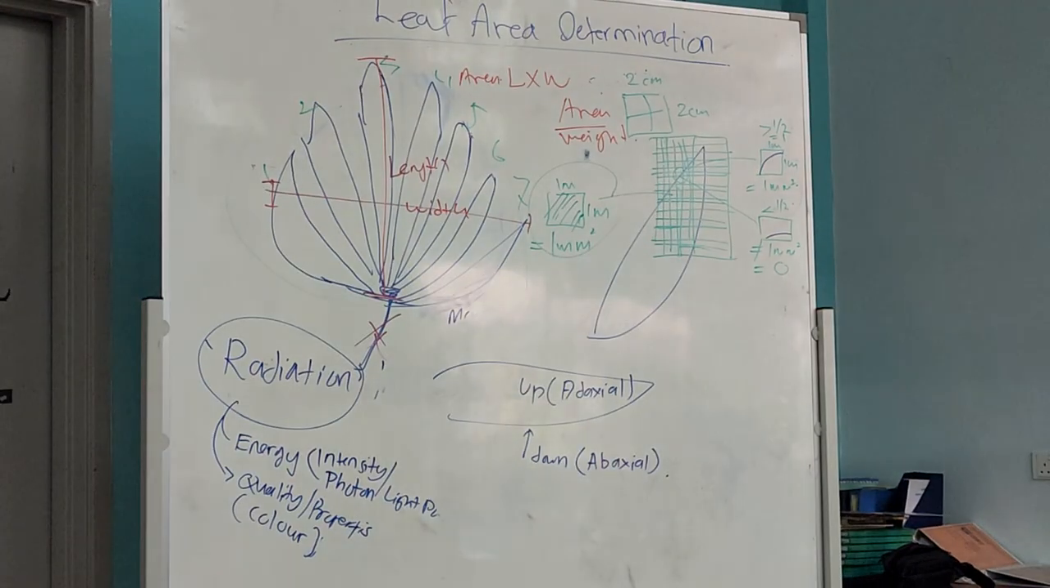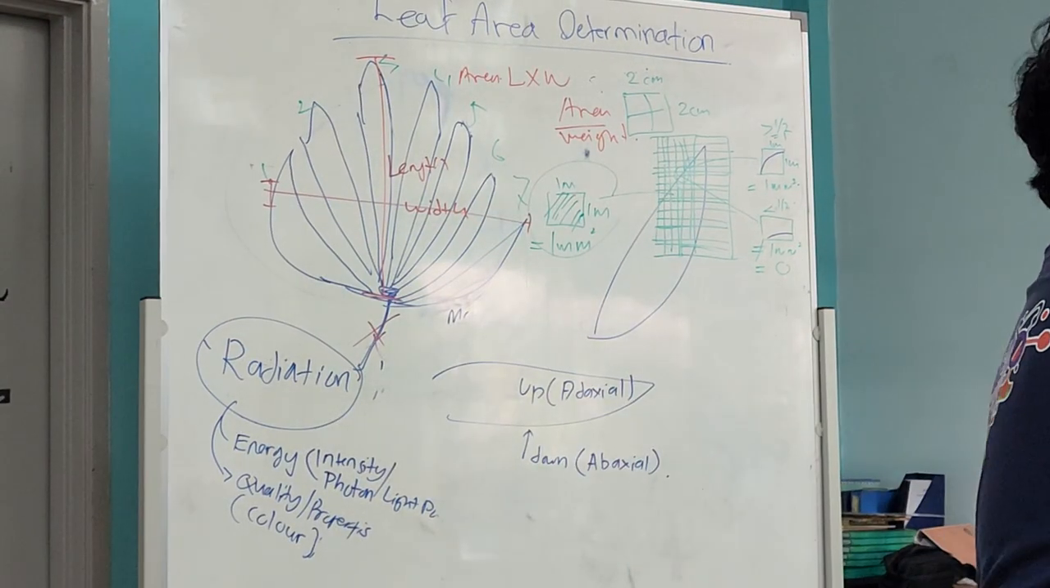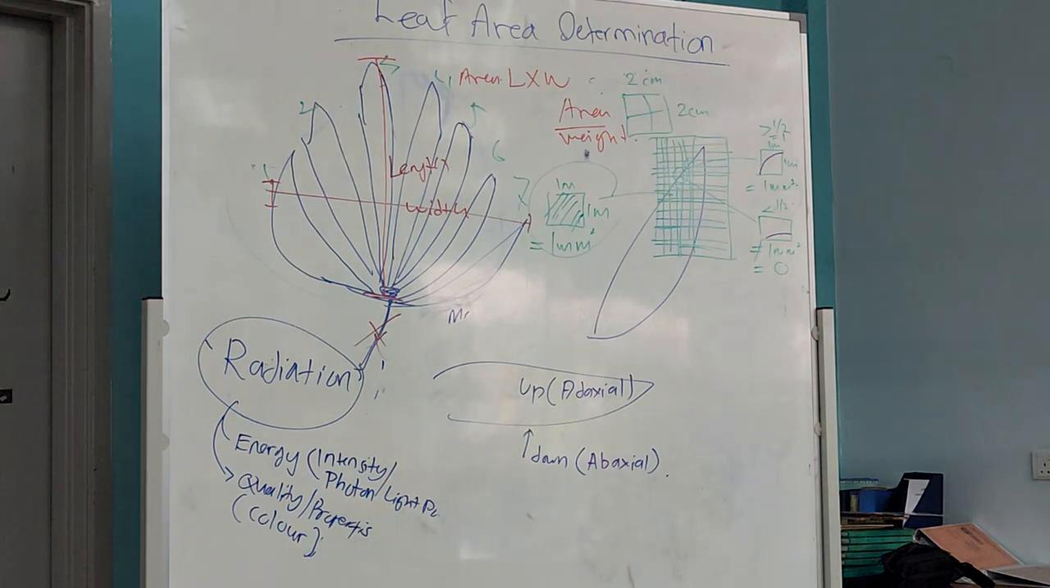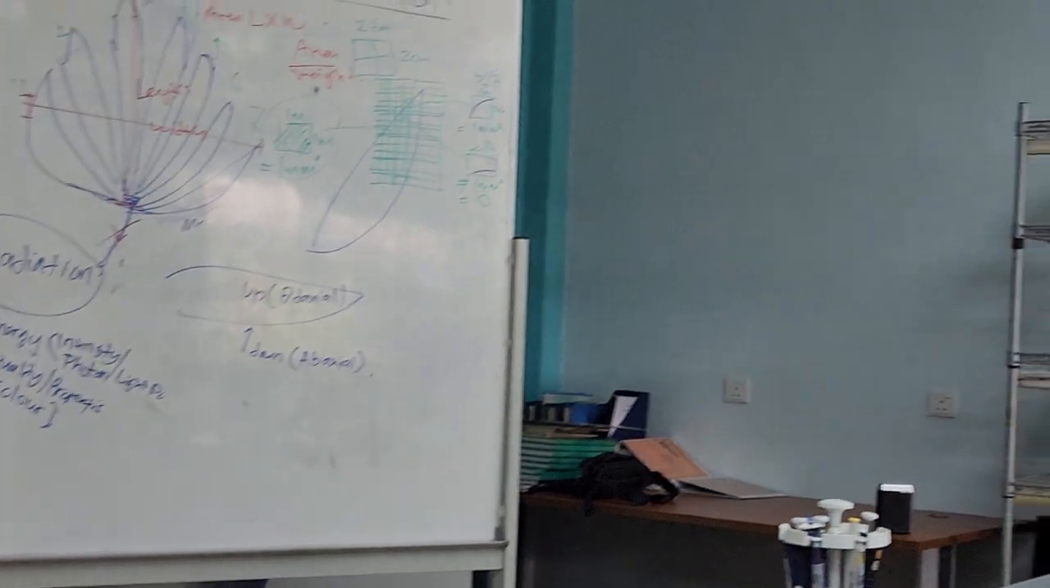Okay, table number four. Leaf area meter. This thing is very easy. Anybody want to use it straight away? No need to do the demonstration. We use this machine. It's called the leaf area meter.